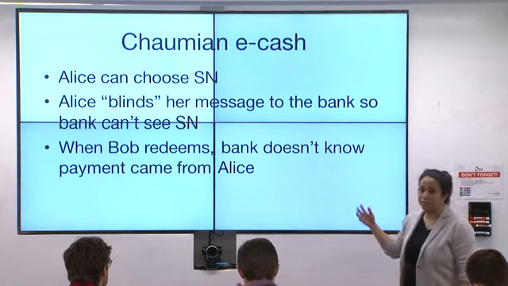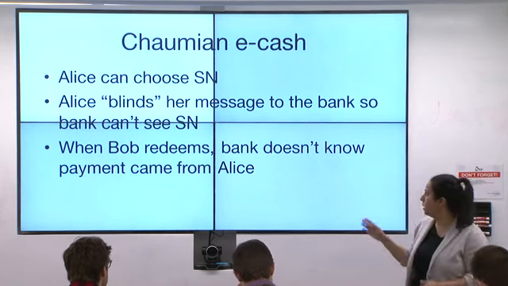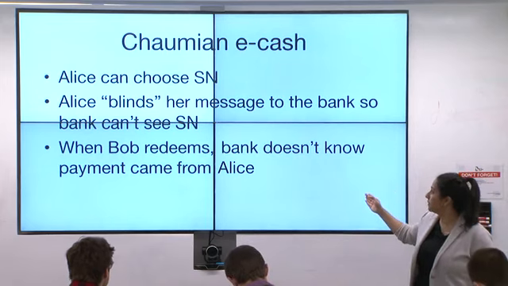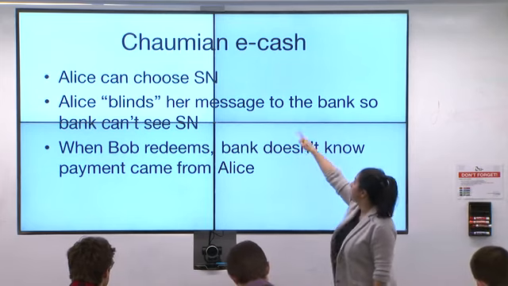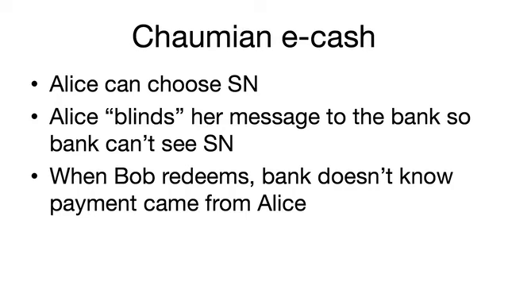So Alice does the same thing that she did before. She gives Bob a representation of that electronic coin. And when Bob redeems it, note that the bank never sees what the number is. So when Bob redeems it, the bank has no way of linking the payment between Alice and Bob.